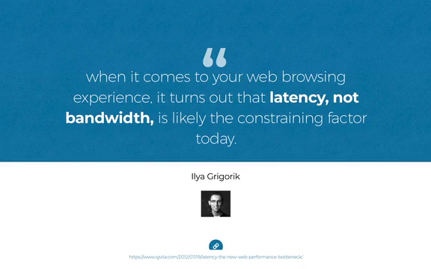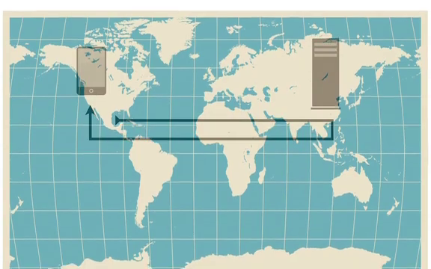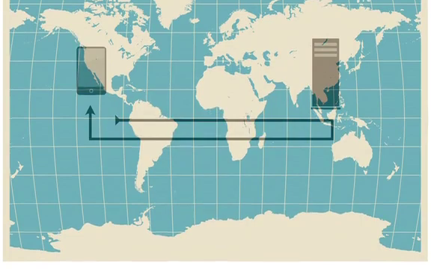And what Ilya is referring to is the physical distance that our code needs to travel between the server and the browser. A trip to the server and back takes measurable time. Our code races around the world over fiber wire, but even at nearly the speed of light, that distance between computers takes time.